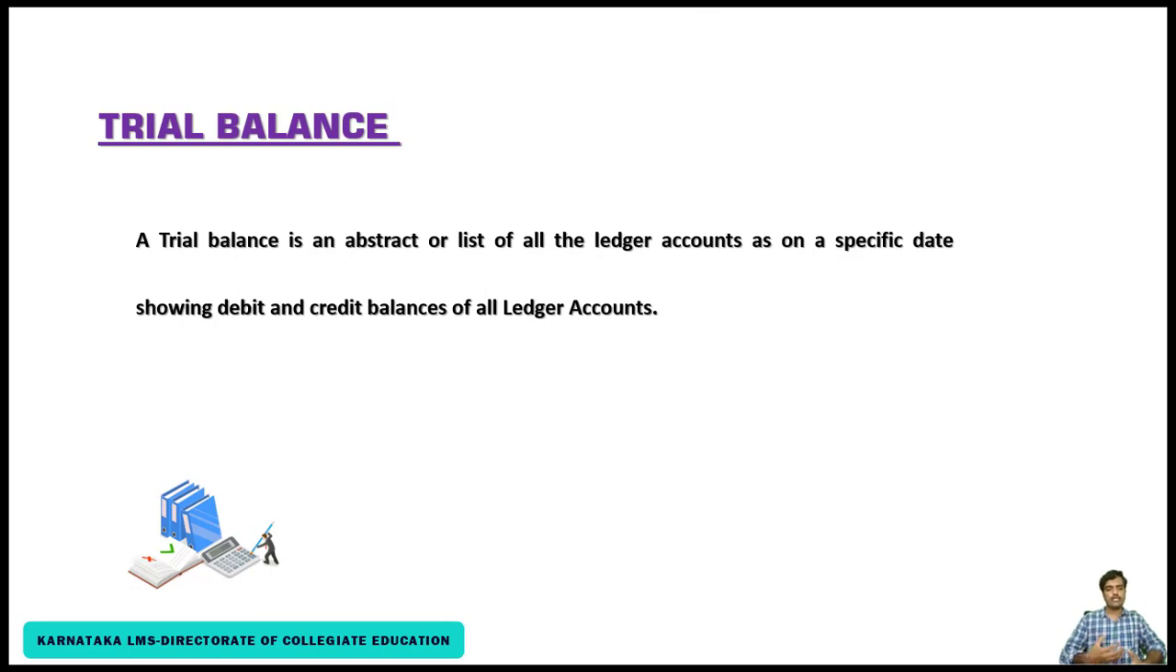You could see over the screen, a trial balance is an abstract, a list of all the ledger accounts as on a specific date showing the debit and credit balances of all the ledger accounts. It's nothing but a statement or a list, or we could say it's an abstract which shows the debit and credit balances of all the ledger accounts on a particular date.